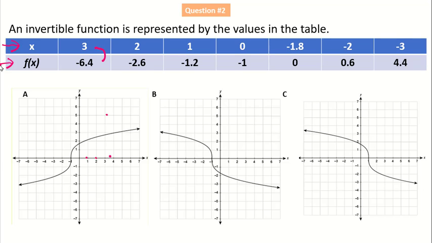6.4. Okay, what we need to do is reverse that, so this becomes our y and this becomes our x. So this is what we're going to be looking for as our x, negative 6.4. So let me check each graph. Go back 6.4, and that's going to be approximately here, and then negative 2.6. Approximately, it could be here.